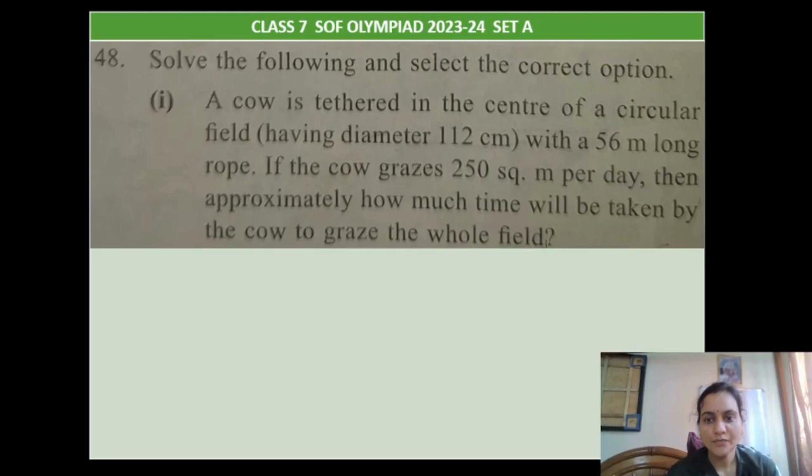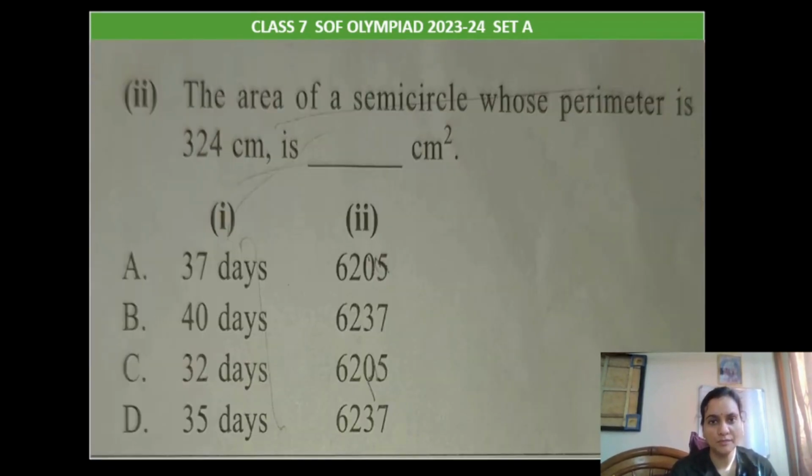Let's solve question number 48. Solve the following, select the correct option. So bit 1, bit 2, there are 2 options here, and we have to choose which of the answers from here satisfies them properly. So let's first solve the bit 1 question.